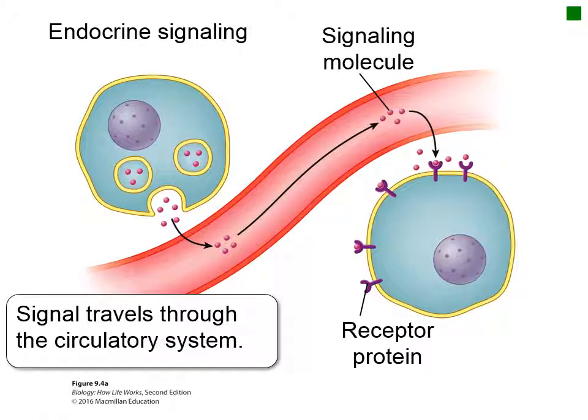Signaling over great distances is called endocrine signaling. In endocrine signaling, the signaling molecule travels through the bloodstream using the circulatory system to move from the signaling cell to the receptor cell. Good examples of endocrine signaling molecules are estrogen and testosterone, which must travel from the signaling cells in the ovaries or testes through the bloodstream to target cells in various tissues.